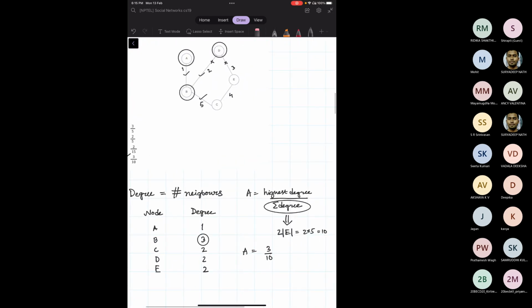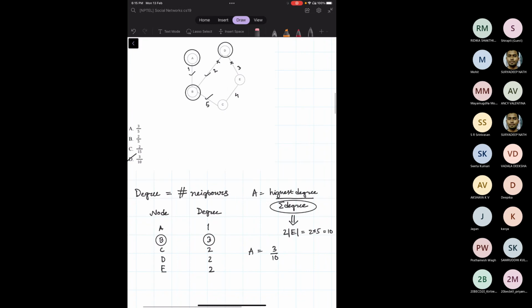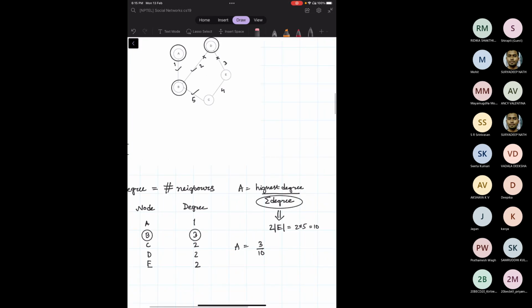So for finding the highest degree, we found out the degrees of all the nodes, and we find that node B has the highest degree, that is 3, and the sum of degrees is twice the number of edges, that is 10. So the ratio is 3 by 10.